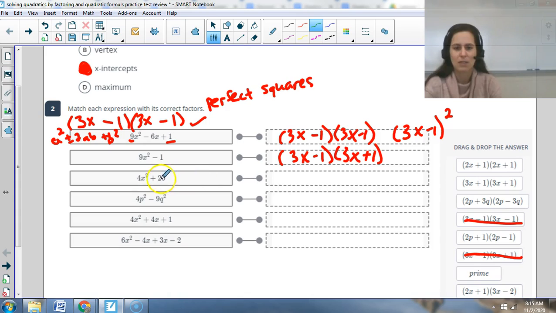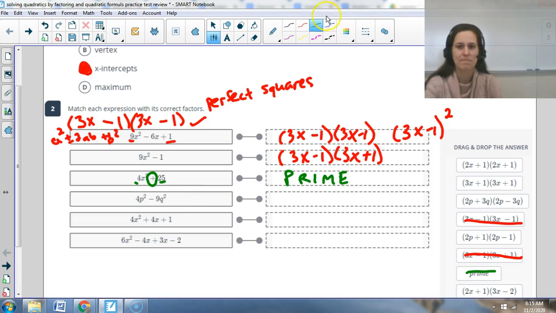The next one, notice that they are perfect squares, first and last term, but it's not the difference of two perfect squares, it's the sum. You cannot factor the sum of two perfect squares, only the difference, because if it's plus, that means we have to have something in the middle term, which doesn't exist in our case.